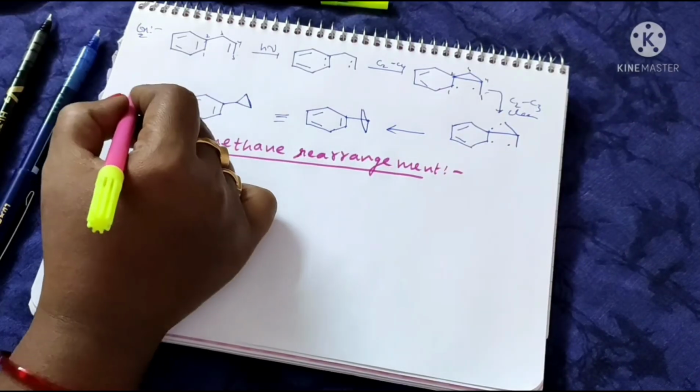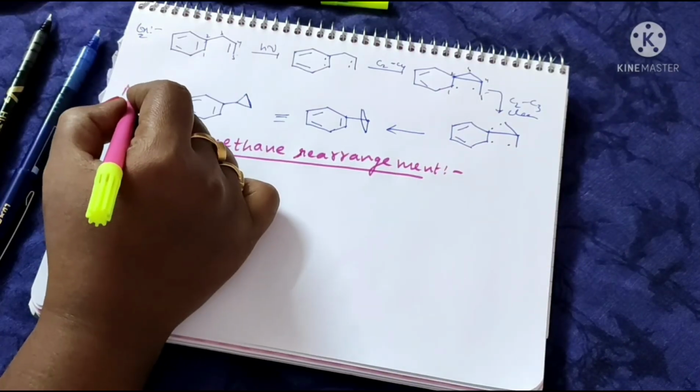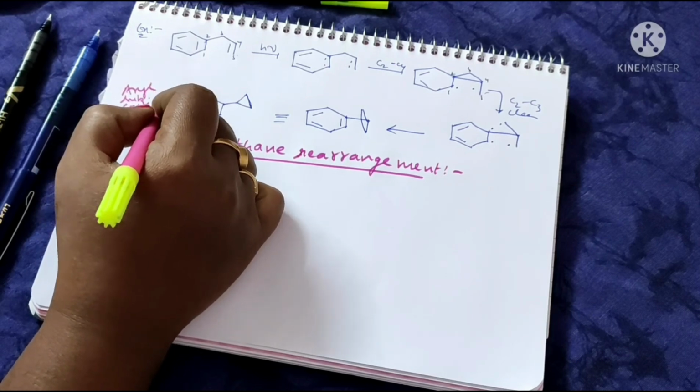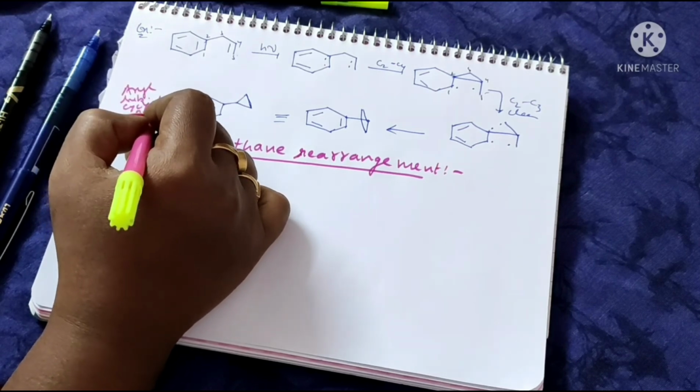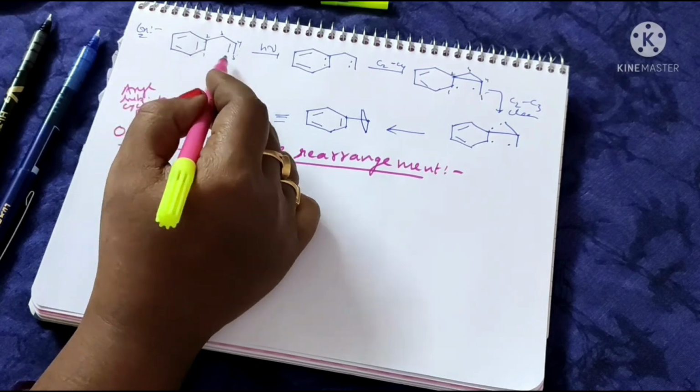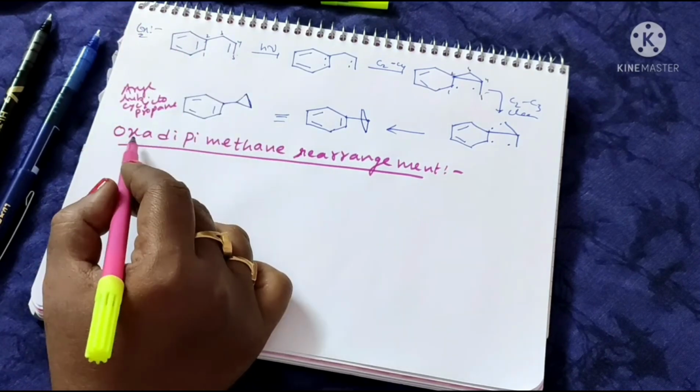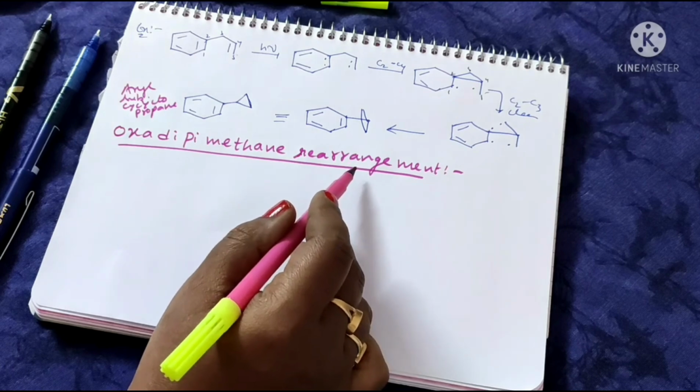So aryl substituted cyclopropane is formed from this compound. Okay, next one, oxa-di-pi-methane rearrangement.